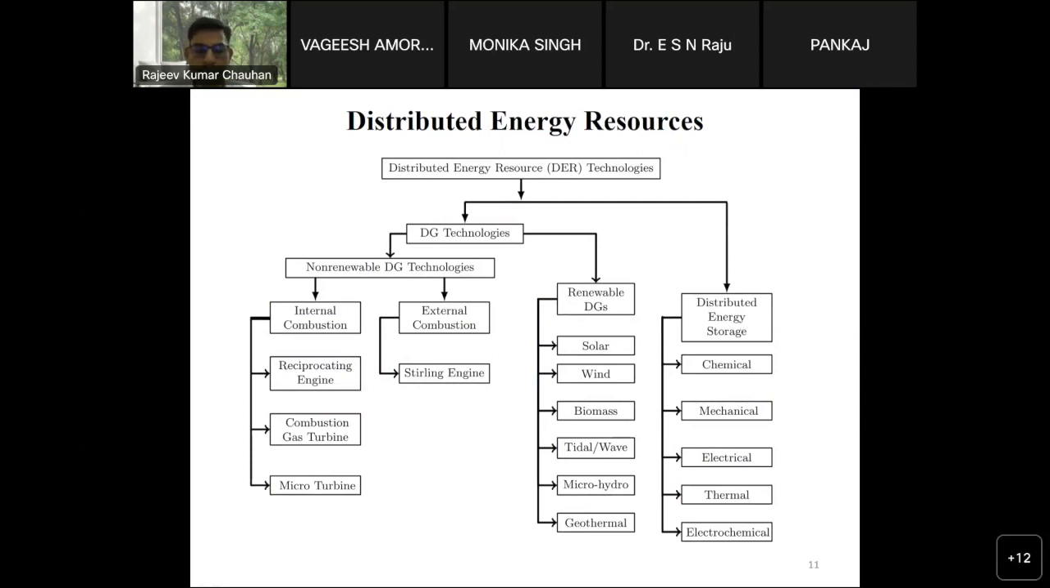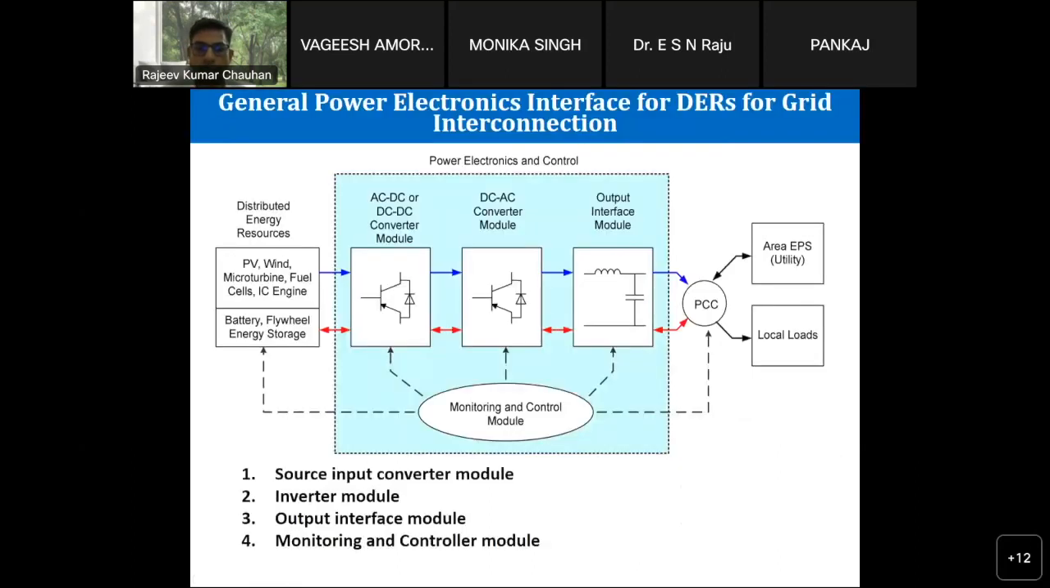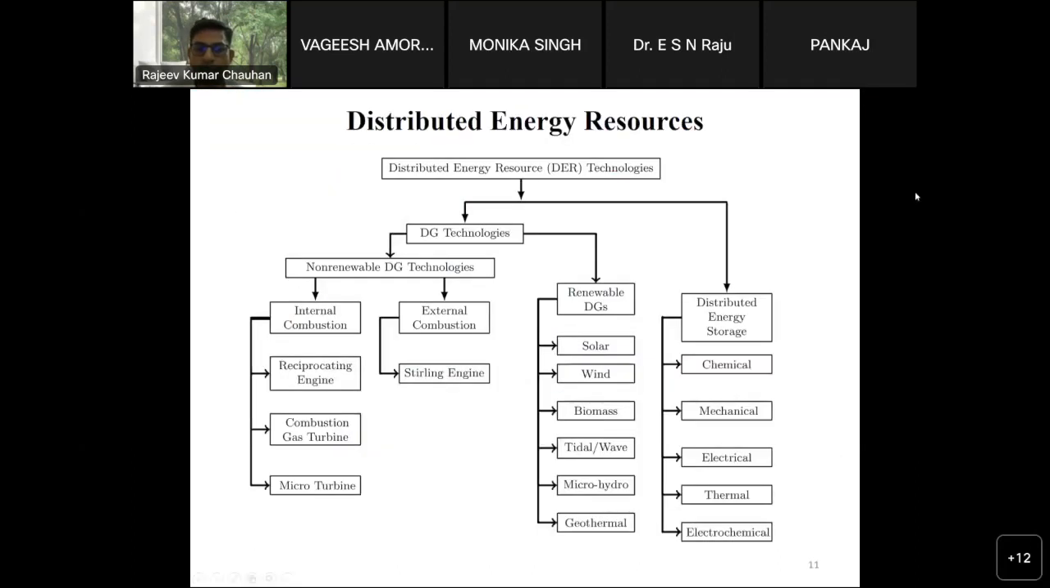Coming to the renewable DGs, we have solar, wind, biomass, tidal wave, micro hydro, and geothermal. Nowadays, we also have hydrogen-based fuel cells, which also come under the renewable DGs. And we have distributed energy storage, that is chemical, mechanical, electrical, thermal, and electrochemical storage. If you see the solar-based DER, it produces DC power, and wind produces variable AC power.